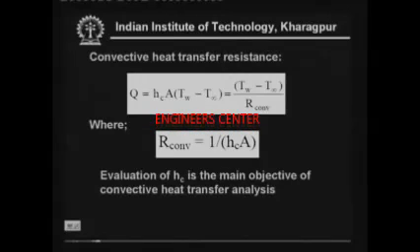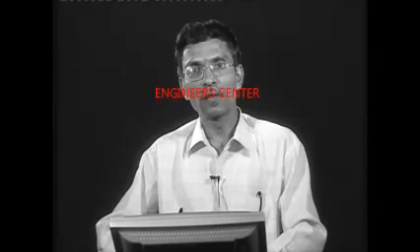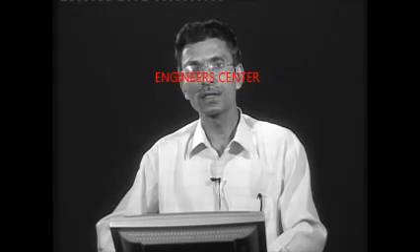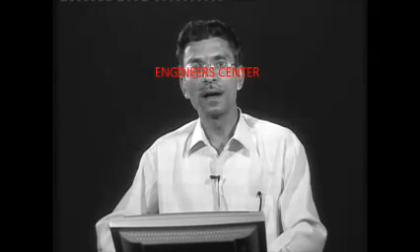The major problem in all convective heat transfer problems, the way it has developed, is the estimation of the heat transfer coefficient. Almost the entire literature on convective heat transfer is devoted to evaluation of the heat transfer coefficient, because once you know the heat transfer coefficient, you can find out the heat transfer rate by multiplying that by the temperature difference and surface area.